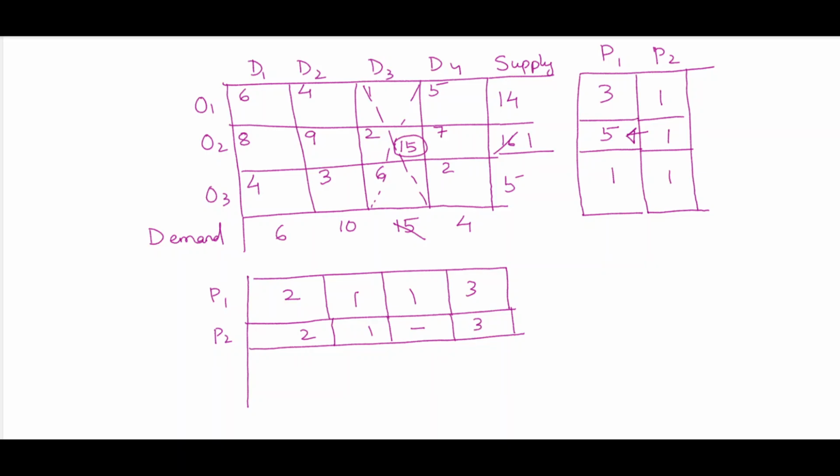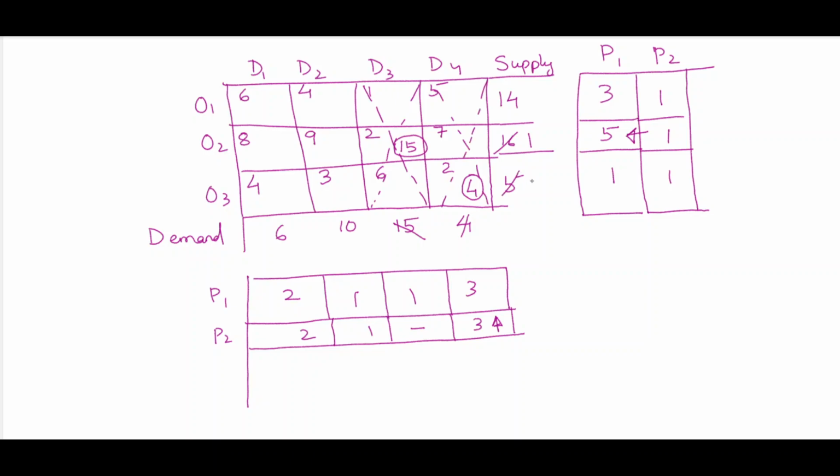Again the highest penalty is 3, so we allocate to this D4 column. The lowest cost cell is 2. Demand is 4, supply is 5. 4 is less, so we write 4 here, make a circle, and cut it, so this column is completely exhausted.